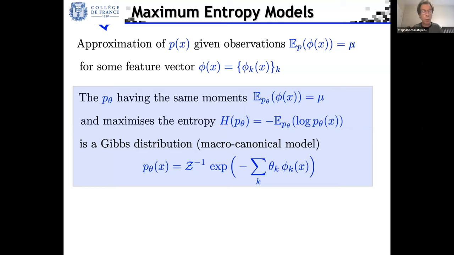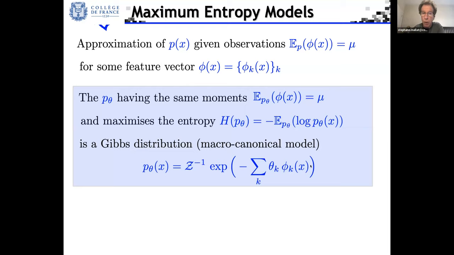But it should also, because you have no other information, maximize the entropy. In other words, the expected value of the log probability should be as large as possible, or minus the expected value. And a classical result, because you are optimizing a convex functional, is that the probability distribution is going to have an exponential form. These are called Gibbs distributions.